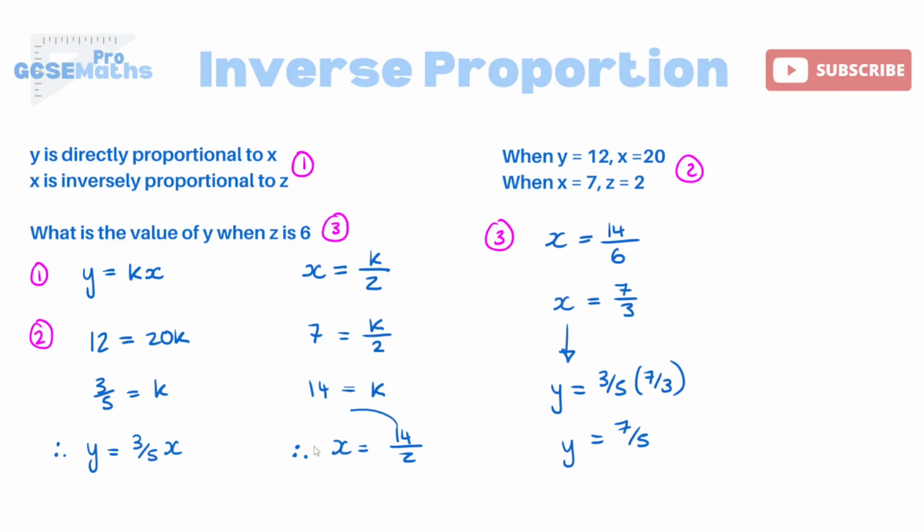You can substitute the whole of this equation into that one to make the equation just Y and Z, and then substitute in 6 if you like, or you can do it this way: substitute in 6 into 1, take that answer, sub the answer into the other one. It's up to you which makes more sense. Either way, you should get 7/5.